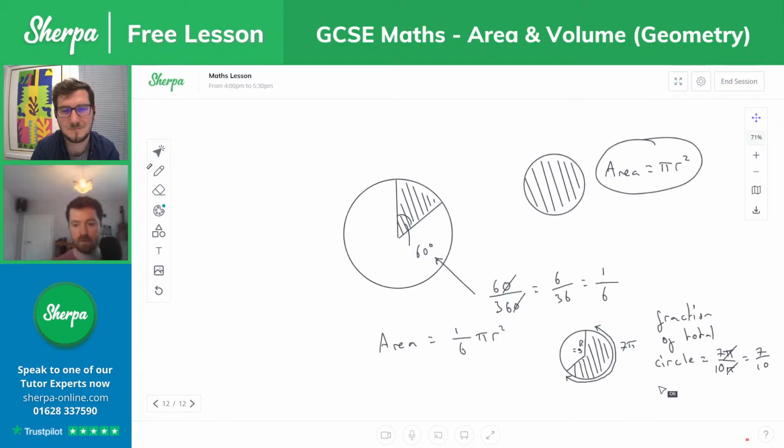So I would take my original area, which is always going to be pi r squared, and I would multiply it by 7 over 10. In this case, r is 5, so we'd end up doing 7 times 25 over 10 times pi. I've just taken that r squared and put it over there to get that 25, to group all my numbers together, and that would be the area of this bit of our circle that we're interested in.